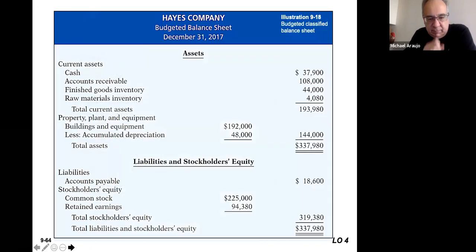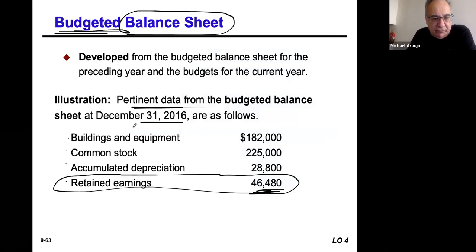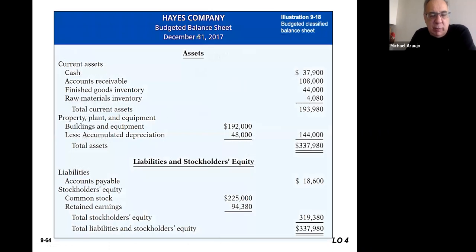All right. And remember too, you bought a truck. Second quarter, you bought that truck. That's not here. You have to add it in. Okay, so here's your budgeted balance sheet. Again, your assets are given to you for the most part. One of the differences is your buildings and equipment will increase because you bought that truck.